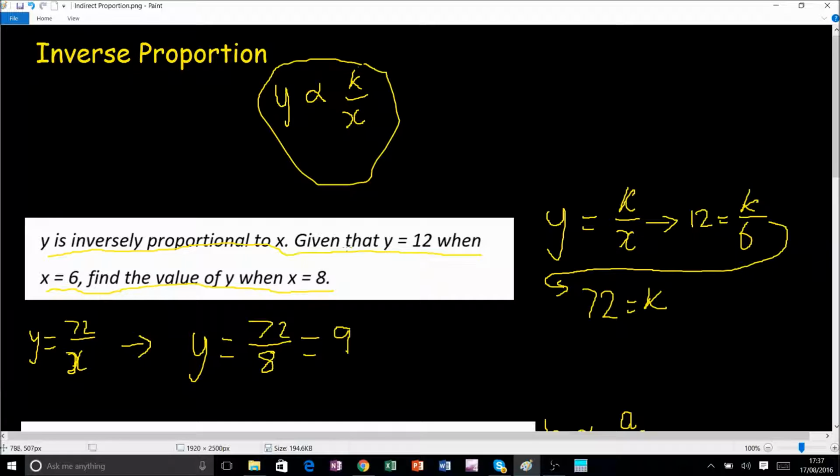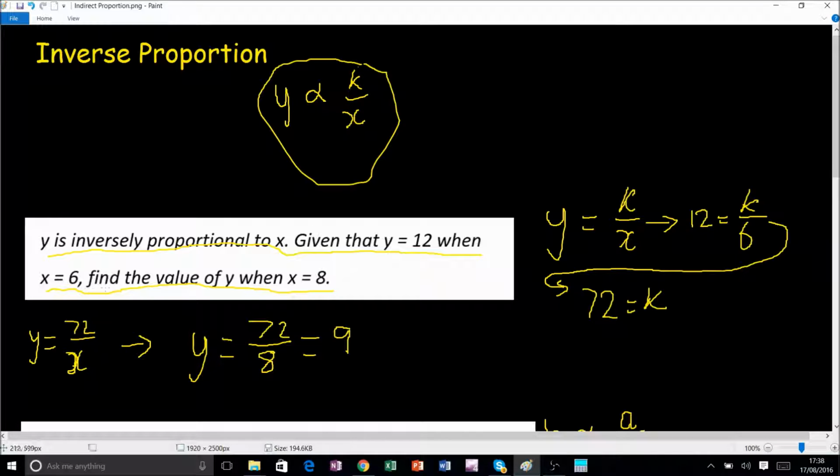So here, for example, the first question we got said given that y equals 12 when x is equal to 6. So you stop there. That's enough information to work out the proportionality constant. We plugged it in there, basically said 12 is equal to k over 6, and then we solved the little equation for k, and found that k was equal to 72. And then we rewrote our proportionality equation, so y is equal to 72 over x.